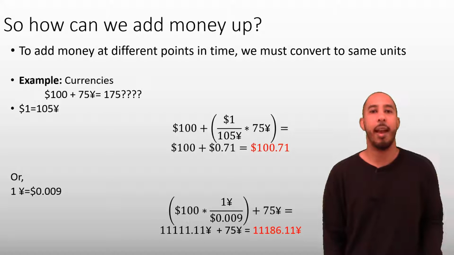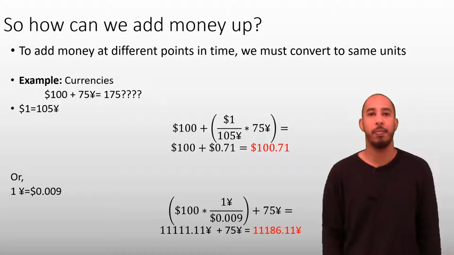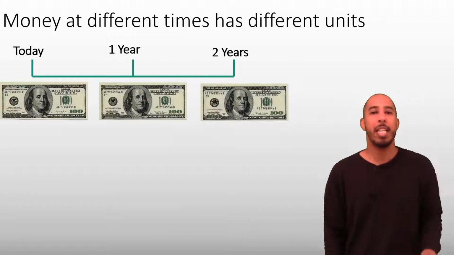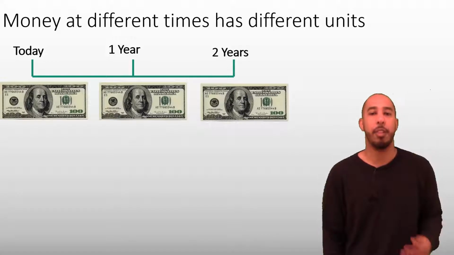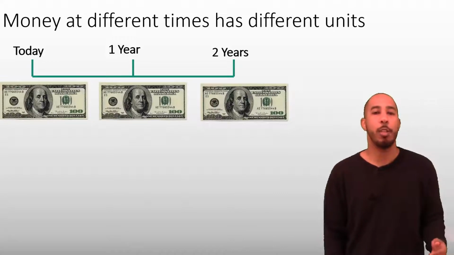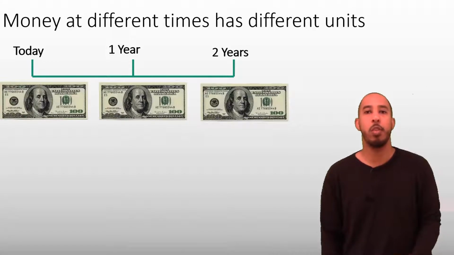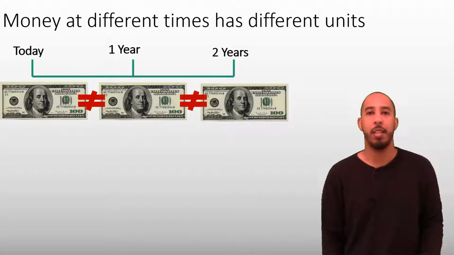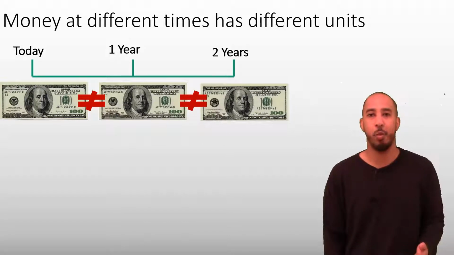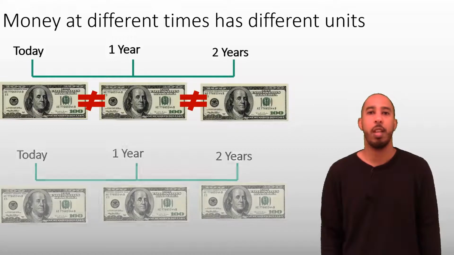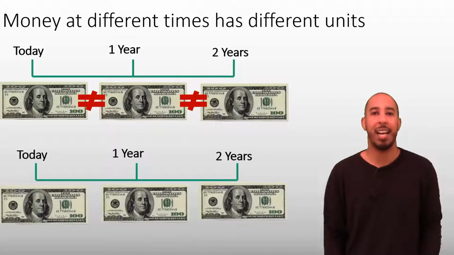$100.71 is the exact same thing as 11,186 yen. They're just presented in different units. Money at different points in time have different units. So even though these $100 bills look identical, you need to treat them as if they're different, just like dollars, yen, or pesos. The units are going to be in terms of time.